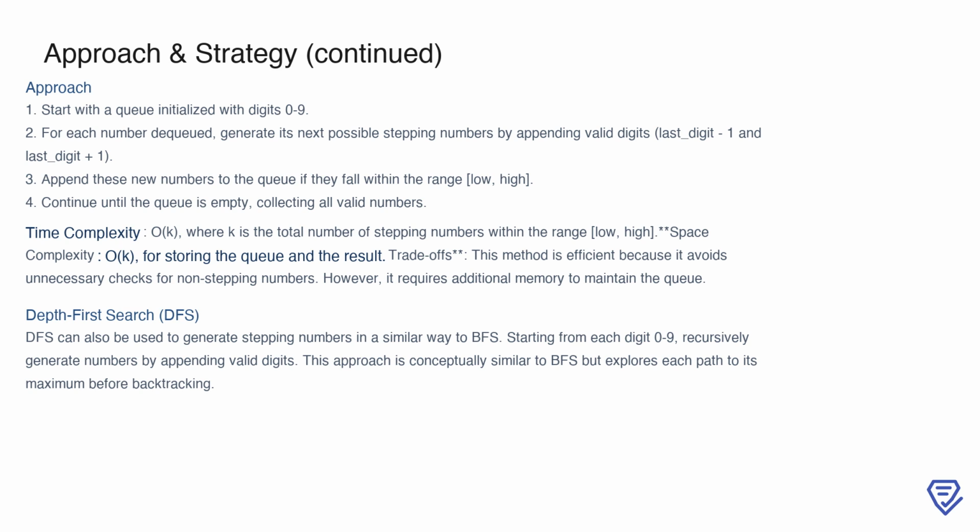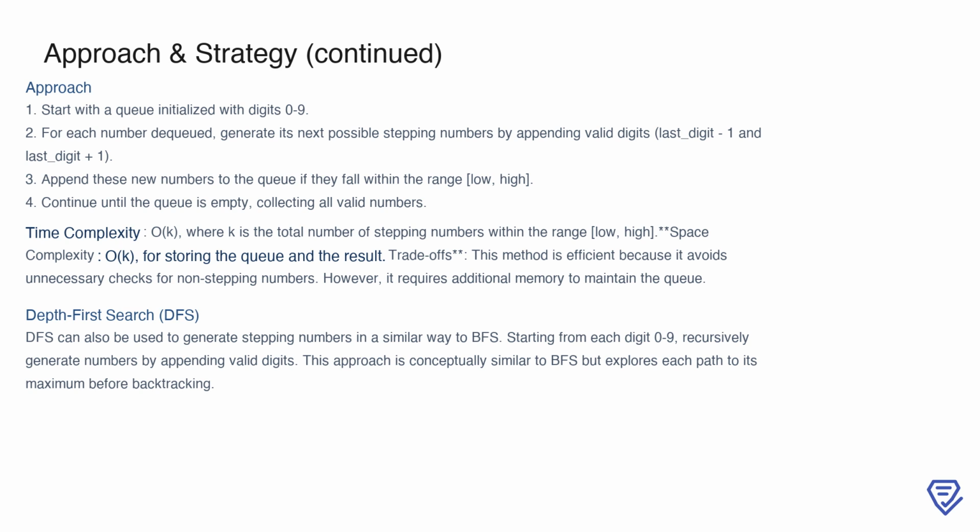For example, if the last digit is 3, we can append 2 or 4. These new numbers are added to the queue only if they fall within the range [low, high]. This process continues until the queue is empty, at which point we will have collected all valid stepping numbers.